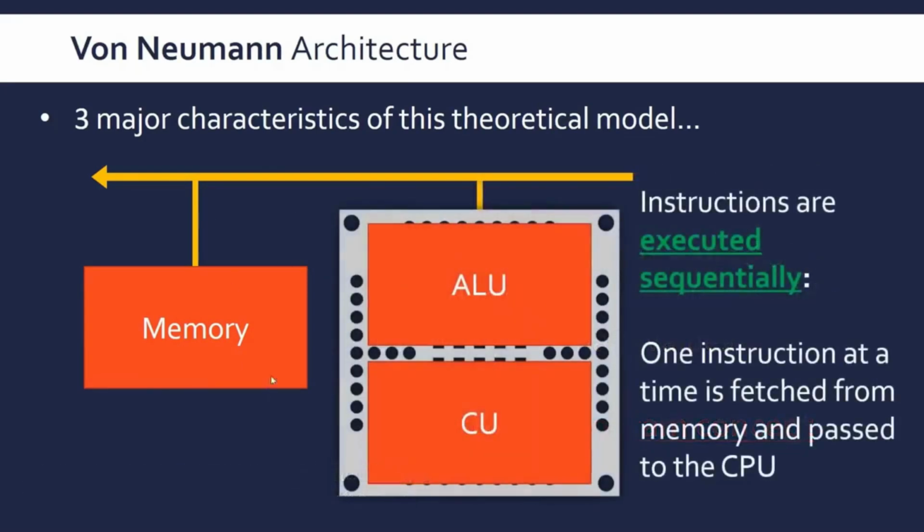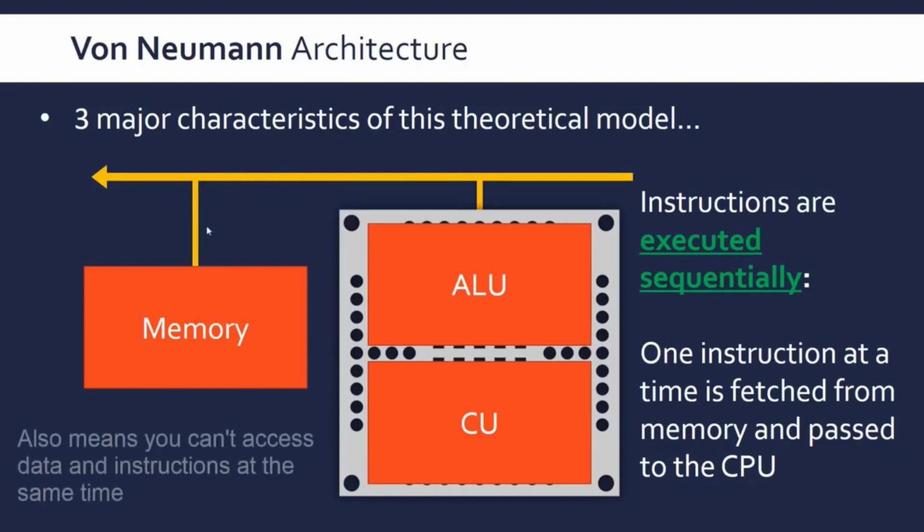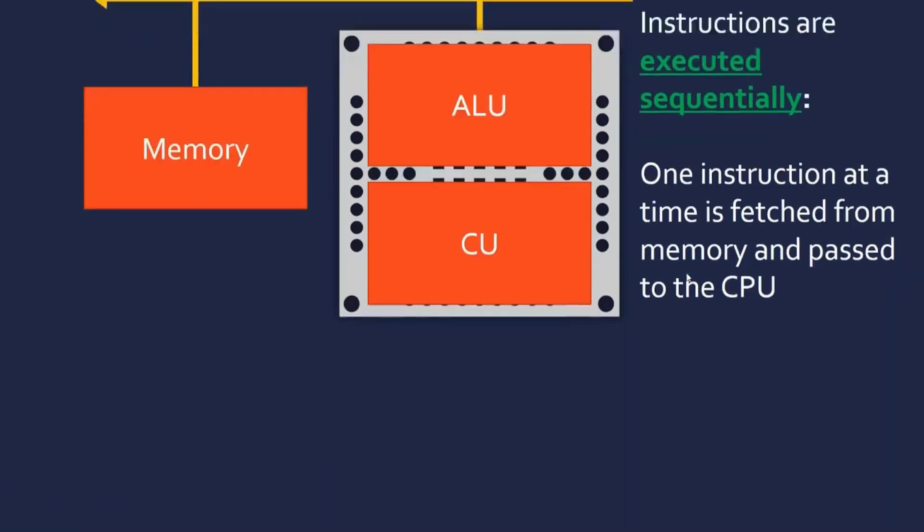In the von Neumann architecture, instructions are executed sequentially, and this is how it works in our computers. So one instruction at a time is fetched from the memory and passed to the CPU, and this means that even if your CPU is absolutely rapid and very, very fast, if the connection between the memory and the CPU, the bus, the wire, is very slow, you get a bottleneck, which is called the von Neumann bottleneck, and that's just an interesting feature of this architecture.